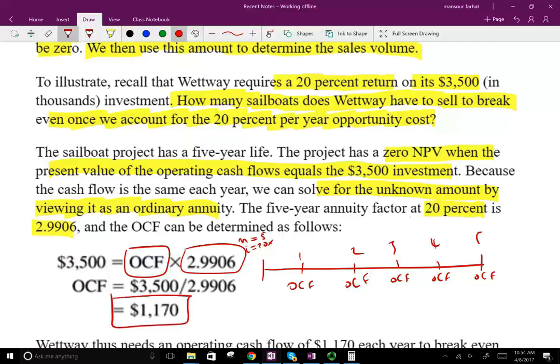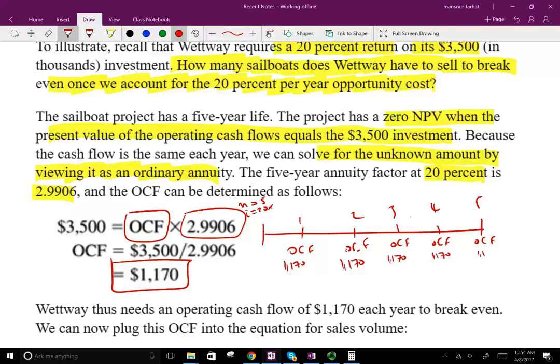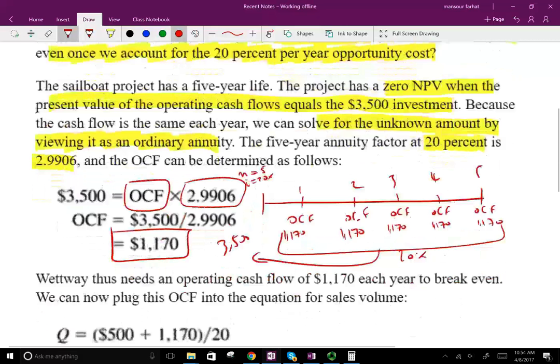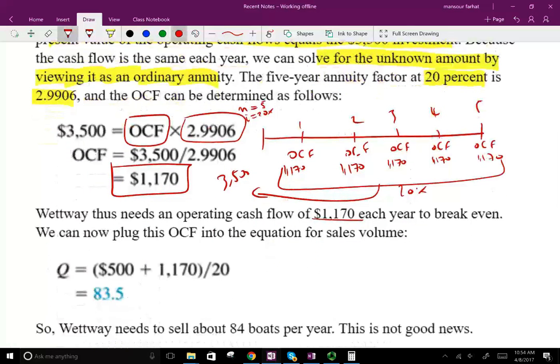Operating cash flow should be 1,170,000, because we're going to generate 1,170,000 each year. Then if we discount those to the present value at 20%, which is an annuity, it's going to give us 3.5 million. Okay, so we need an operating cash flow of 1,170,000 each year to break even.